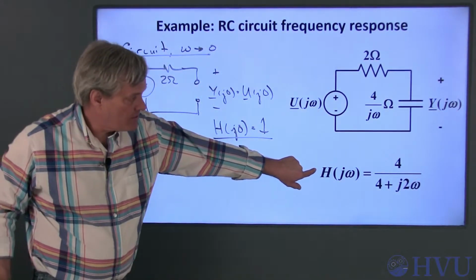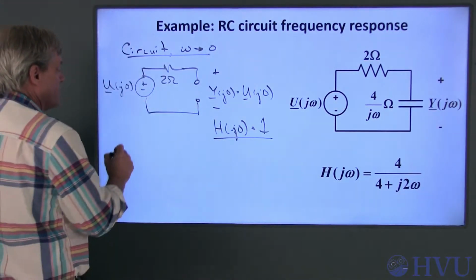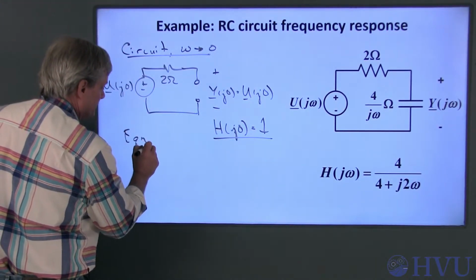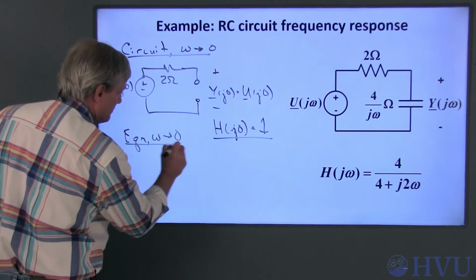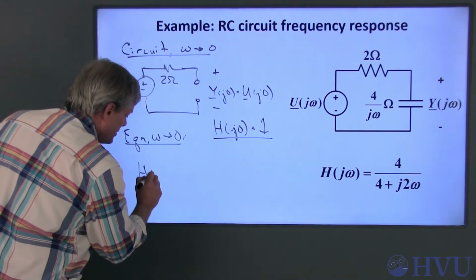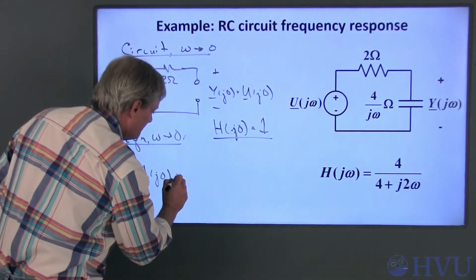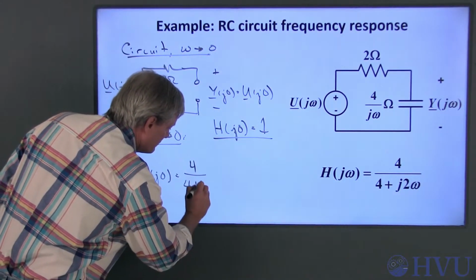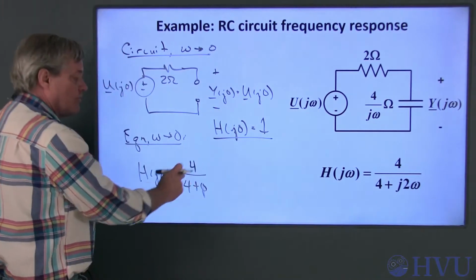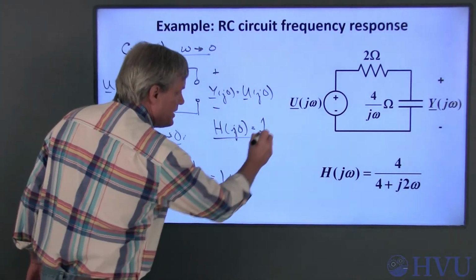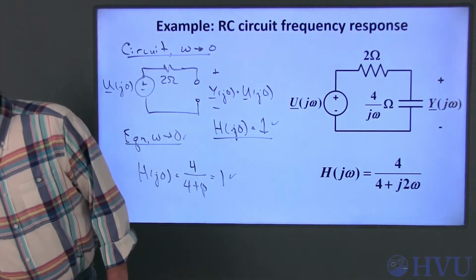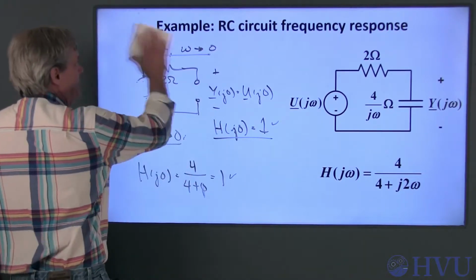Now let's take a look at this equation evaluated as omega goes to 0. So H of j0 from the equation is equal to 4 over 4 plus 0. So 4 over 4 is just equal to 1. These match and we're in good shape so far. Now let's take a look at high frequencies.